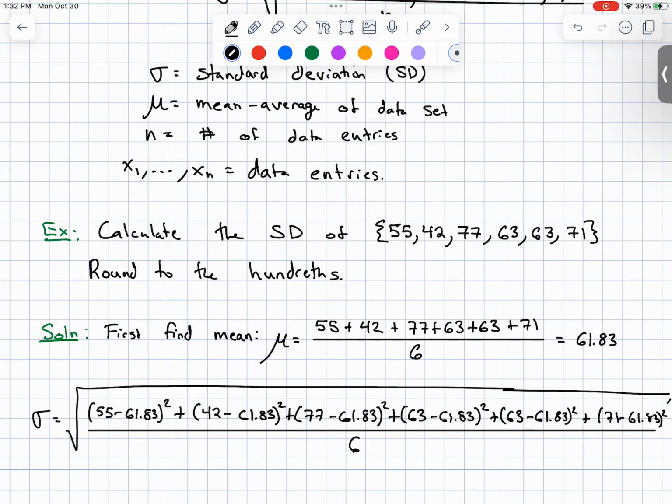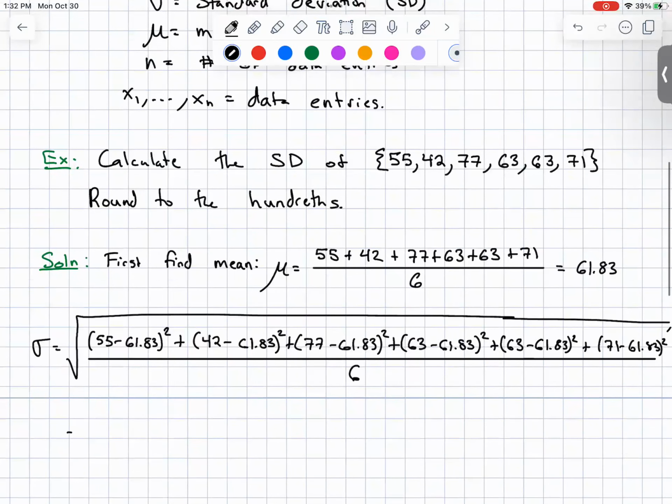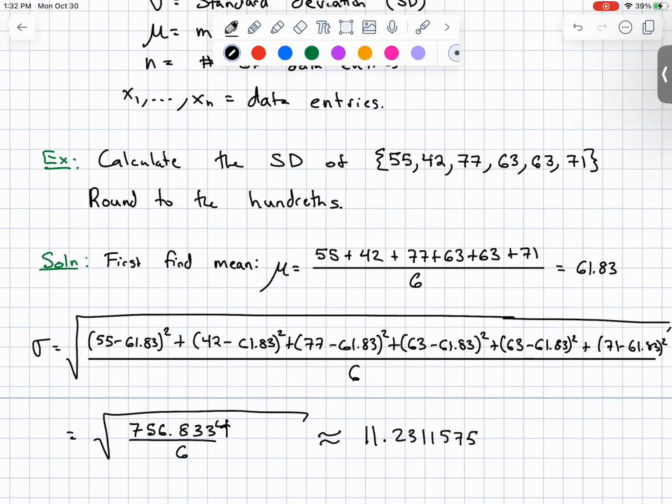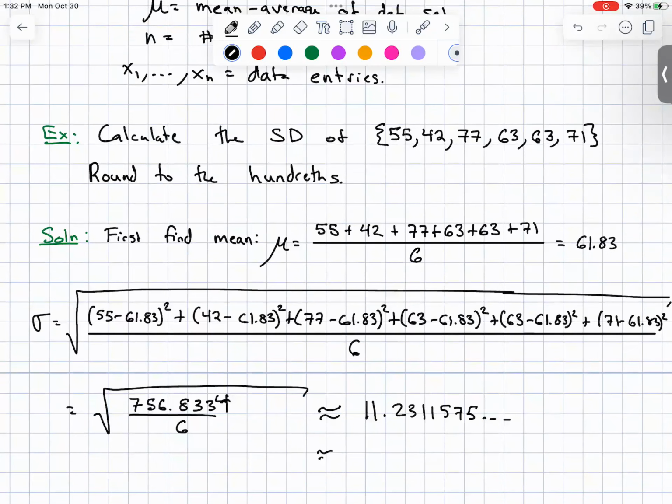My recommendation, unless you've got a good calculator for it, is to compute the numerator first and then divide it by 6 and then take the square root, using the answer button. If you calculate the numerator first, you should end up getting the square root of 756.8334 or so, divided by 6. If you plug that into your calculator, you'll get 11.2311575, which is approximately 11.23 when we round to the hundredths.